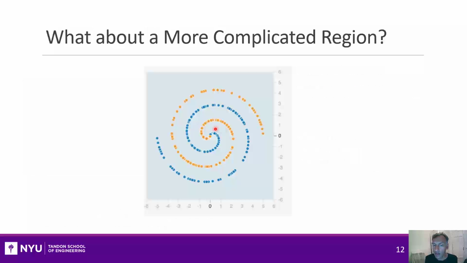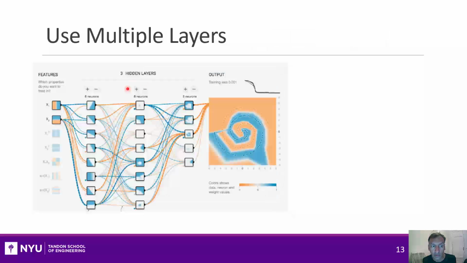But what do I do then if I get an even more complicated shape, like this spiral, where I have a ring of blue dots and another ring of orange dots? Presumably with enough of those shapes, I could probably split this out, but I would need a large number of linear lines to try to separate out these shapes. Instead of trying to create many more linear regions with a single layer, I could use multiple layers.